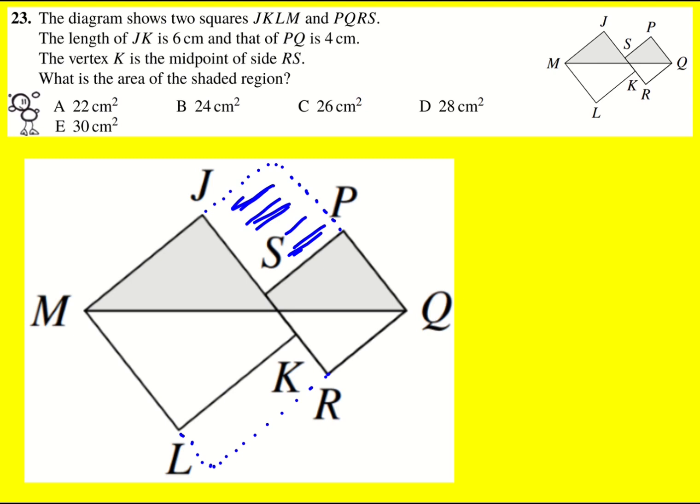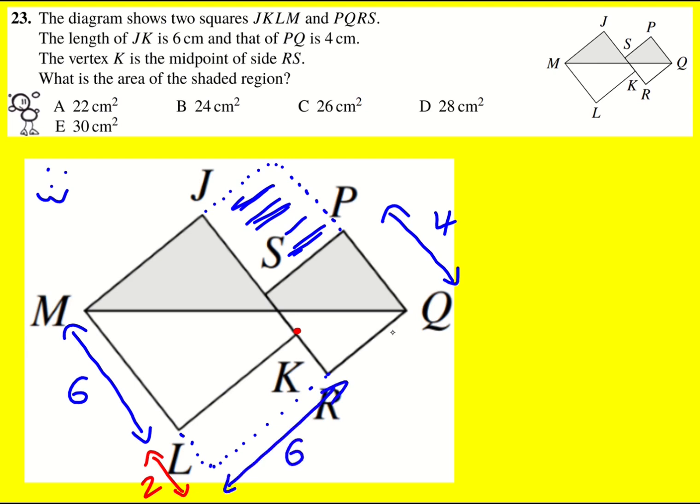I didn't see it when I did it, but now that I see it, yeah, that is a really good method. So let's try and figure this out. We've got ML is equal to 6, and PL is equal to 4. Another really important piece of information is that K is the midpoint of RS, which means that this here is equal to 2, because the whole thing is 4 and it's the midpoint. Brilliant. And then everything else falls into place because I've got 6 here as well and 4 here.